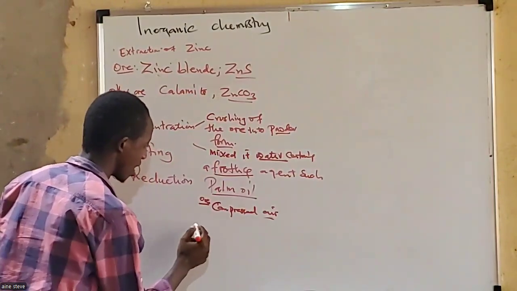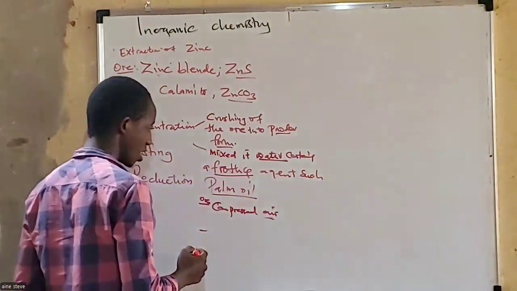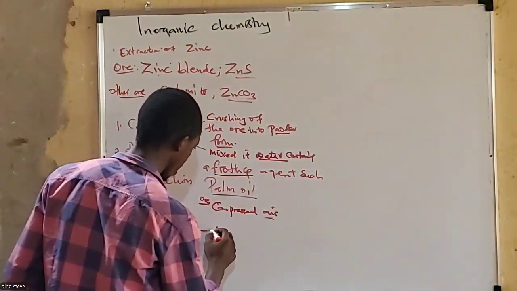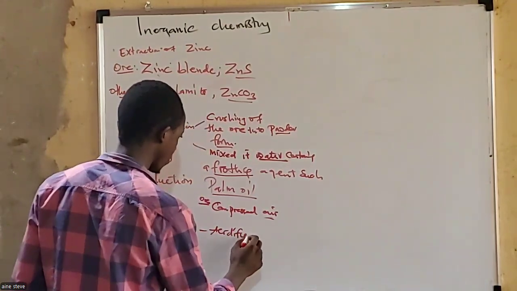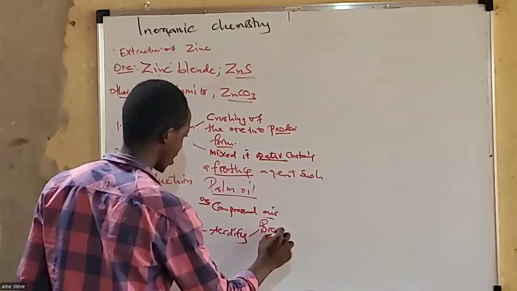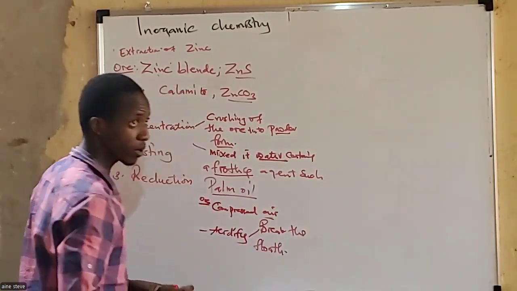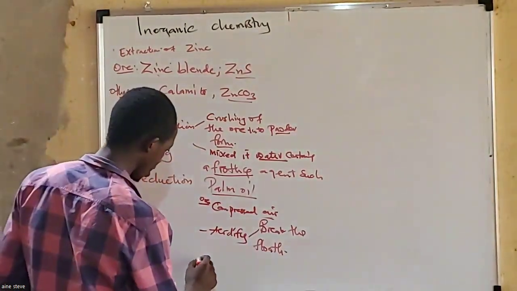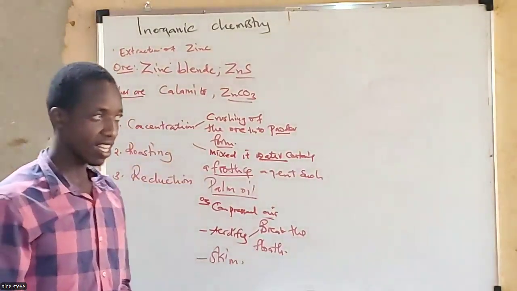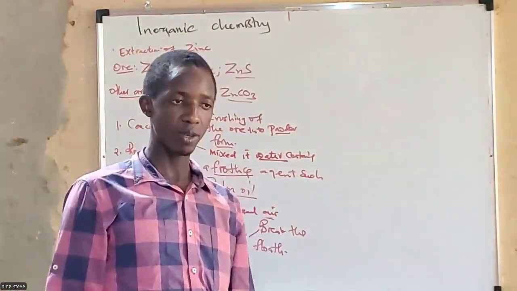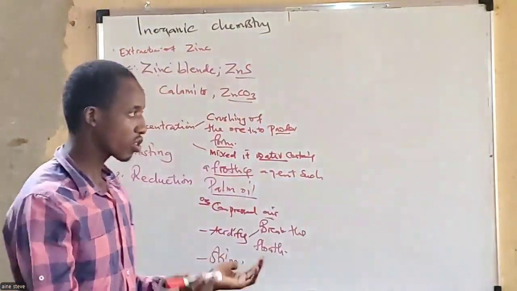Then the next thing, after the ore has moved to the surface, is that you acidify. The purpose of acidifying is to break the froth. Then lastly, you have to skim off. Skimming is like you are removing the froth that was on the surface, because the froth on the surface has got the ore. And therefore, you skim off.